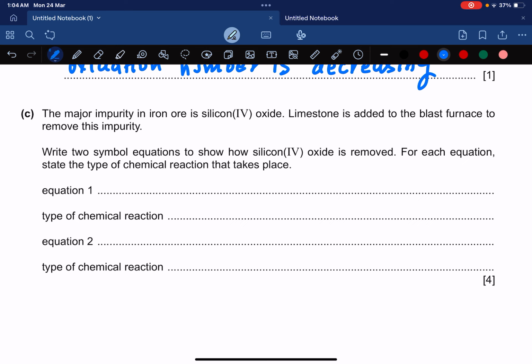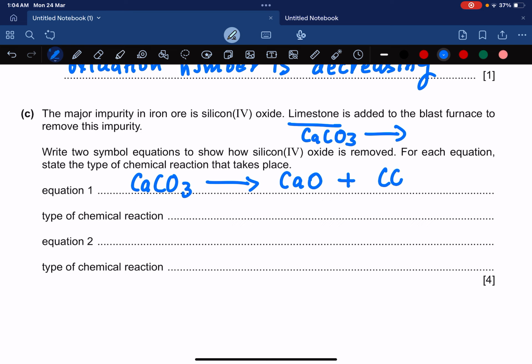Achha, sabse pehle to we take limestone, which is calcium carbonate, CaCO3, and we thermally decompose it. Okay, so equation 1 is going to be your calcium carbonate, which you've added, which is your limestone, and you thermally decompose it, meaning you heat it to form calcium oxide. Achha, ye equations of the blast furnace, you should learn them by heart. They're quite often tested. Plus carbon dioxide. And the type of chemical reaction, because you've thermally decomposed it, it's going to be called thermal decomposition.